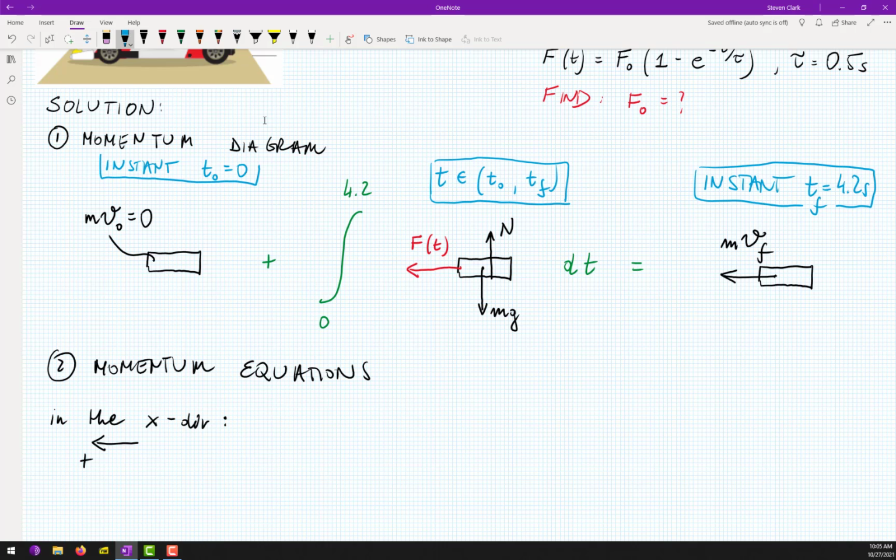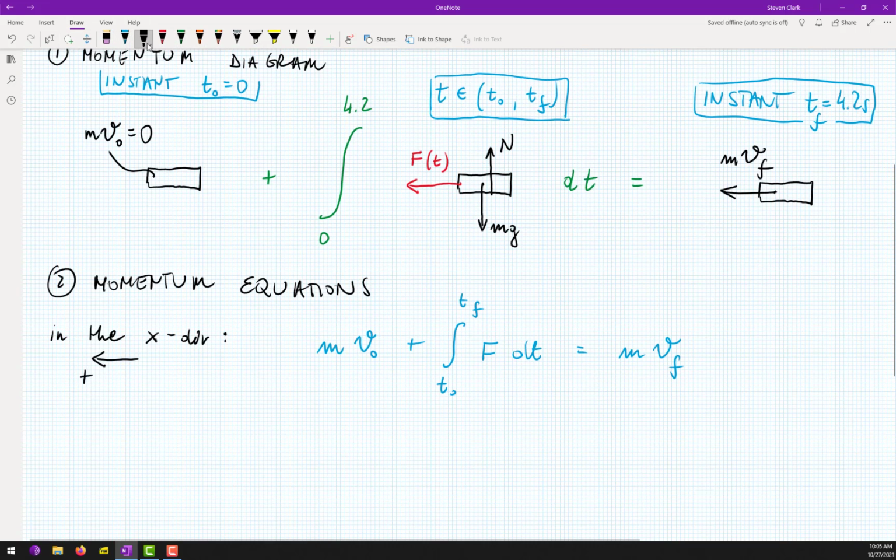Okay, so what we had at the beginning, we had mv0 plus some integral from t0 to tf of f dt, and this will end up with mv final. Okay, let's plug in values. So I think that we started from 0. This integral will be from 0 to 4.2, f0 (1 minus e to minus t divided by tau) dt, and this is equal to mvf.